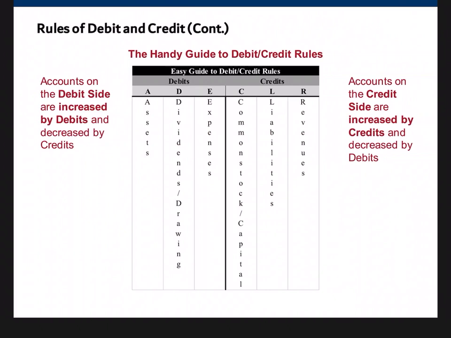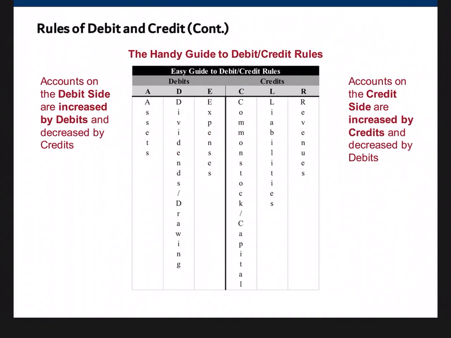So if it's on the debit side, a debit is going to increase it. So assets, dividends, or drawing if we're dealing with a sole proprietorship. And for expenses, we debit expenses to increase them. So we debit assets, we debit dividends, and we debit expense accounts to increase their balances.